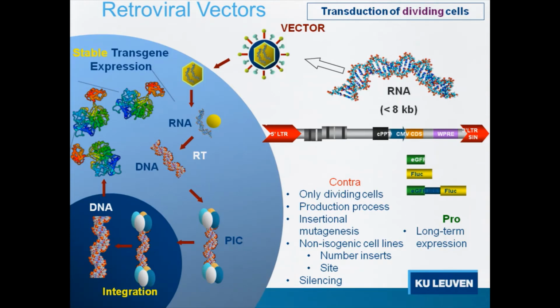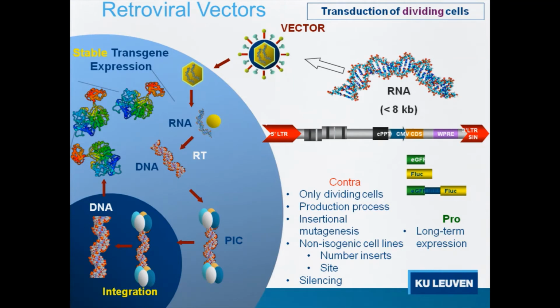One thing that's also very important to realize with this strategy is that your cells are non-isogenic, by which I mean that if you start by transducing a pool of, let's say, 1 million cells in vitro, each and every one of these cells will be targeted at a different integration site. So the integration sites will be different for every cell in your mixture, and also the number of inserts will be different.